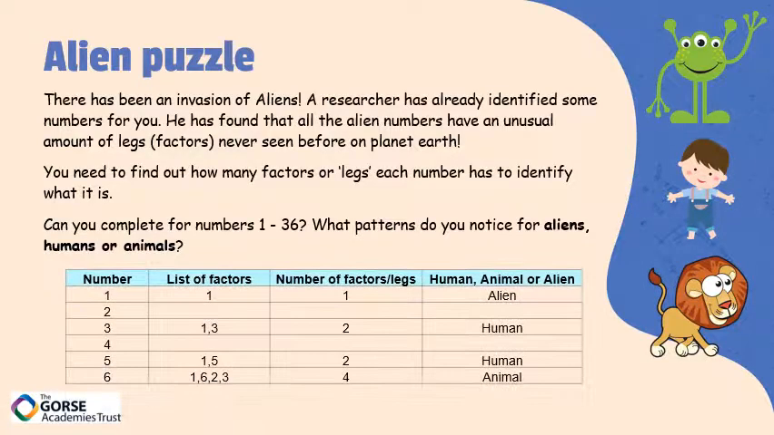Here is the start of the table that the researcher has put together, and you will see that there's an example for aliens, humans and animals. Also, at the end of this presentation, there is a worksheet of this table that you can print out if you're able to. If not, create your own table from 1 to 36. If you're still stuck, there is a hint on the next slide to help you know what an alien, human or animal is in this problem.